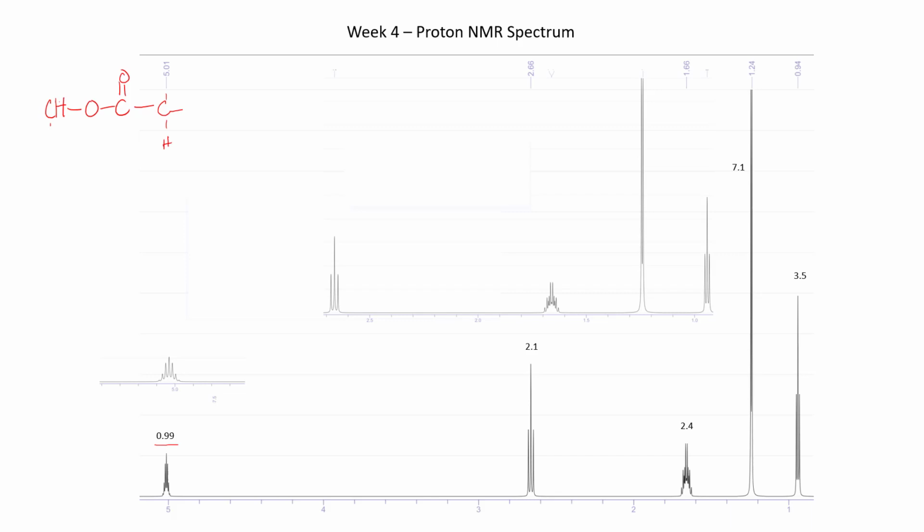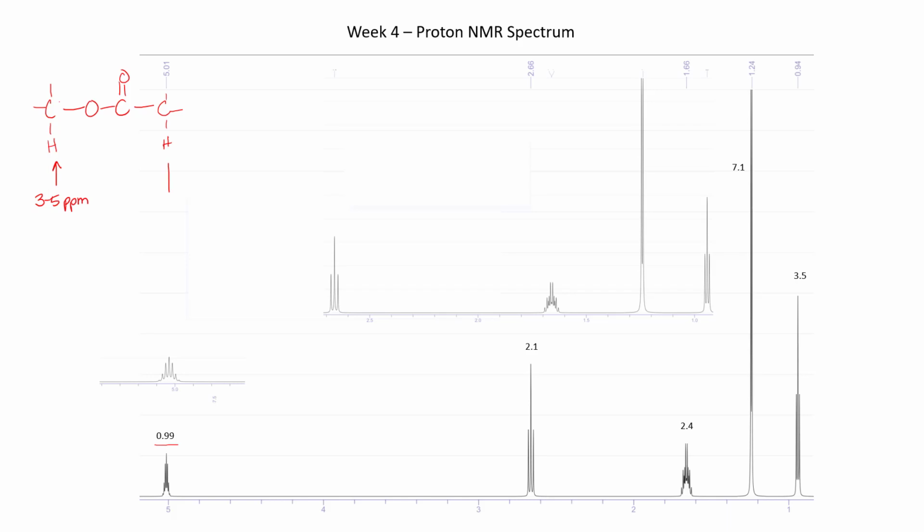So here is the structure of an ester, and I'm going to erase that hydrogen because I don't know that I wanted it to be there. Okay, so here is our structure with H's on both sides. Now, the way we determine the structure of the ester is this. Realize that the hydrogen attached to the oxygen shows up between 3 and 5 parts per million.